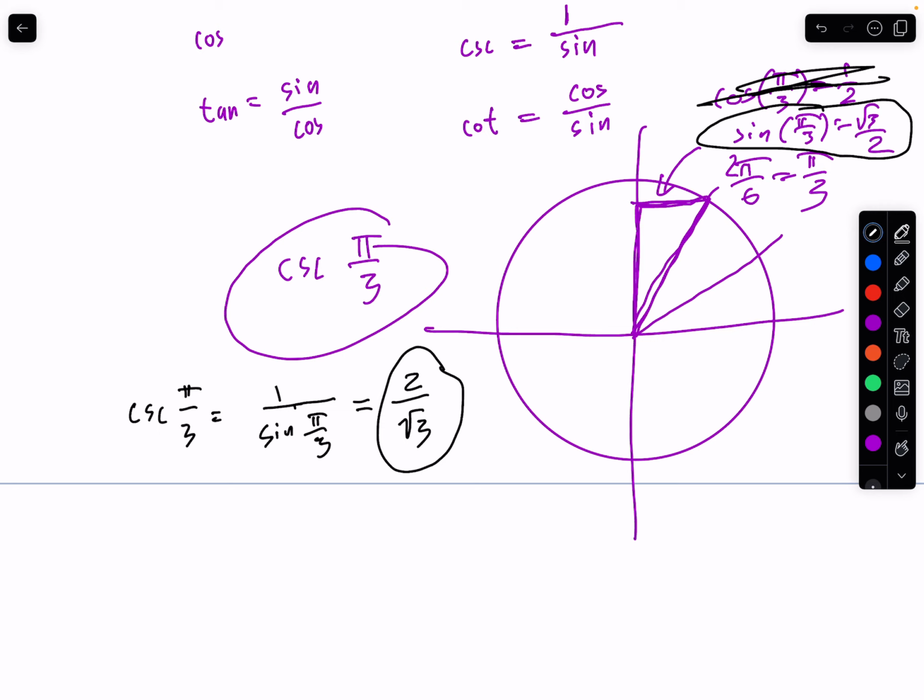Of course, people don't like it like that. They like to rationalize it. Personally, I don't really care too much, but it's not considered simplified. So if you want to rationalize, no big deal. Just multiply by root 3 over 3, and you get 2 root 3 over 3. Right? So there it is.